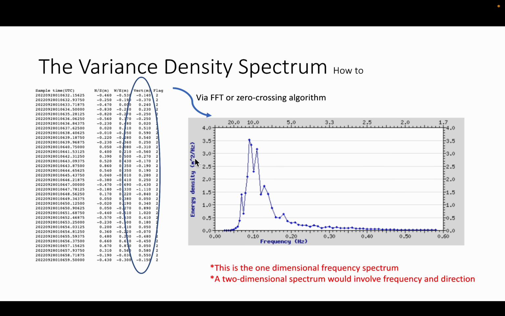The units, of course, they're important, but they're not too important to us as downwinders. It's really the shape of this spectrum, just visually. You can analyze a lot with it. This is only one dimension of the frequency spectrum. A two-dimension spectrum would also include direction.